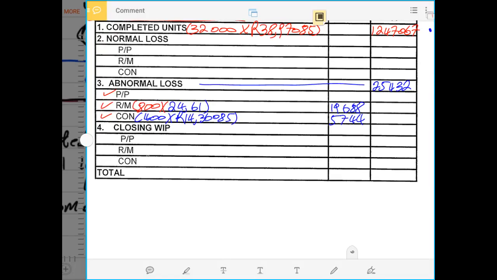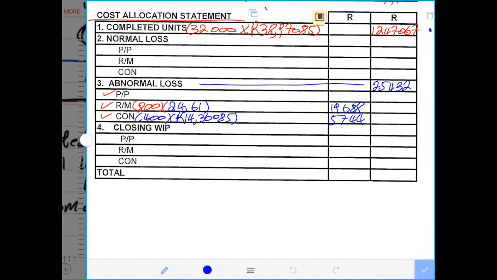Then now we come to the closing working process. We are looking for the value now. We do have closing units, but we are looking for the value of the closing units. And remember, we also did have the abnormal loss in terms of the units, but now we're looking for the value of the abnormal loss. So now that's why we multiply the units by the raw material cost per unit and the conversion cost per unit. Remember, there's no PP or previous process because this is the single process they have. Our closing units with regard to raw material, it was 7,200 if my memory still serves me.